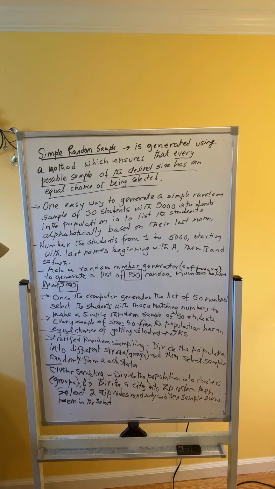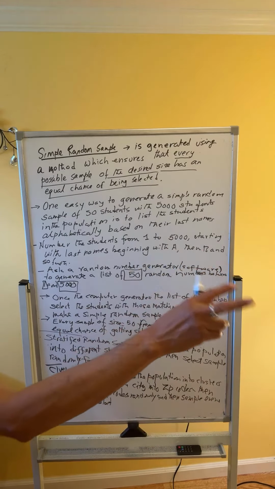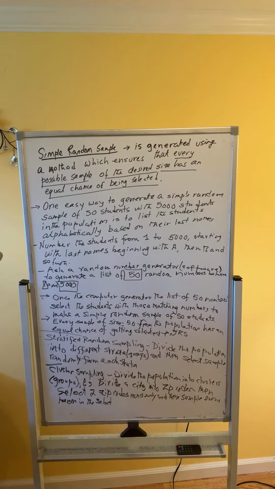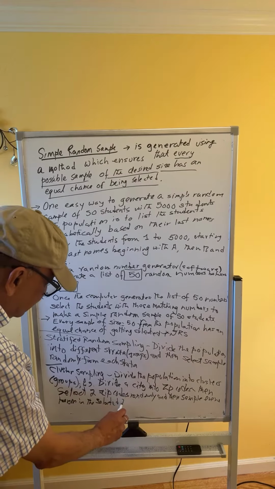There may be 10 zip codes in the city. We cannot talk to all the people in all 10 zip codes. So out of 10 zip codes, we may randomly select 2 zip codes and then sample every person in the selected zip codes.